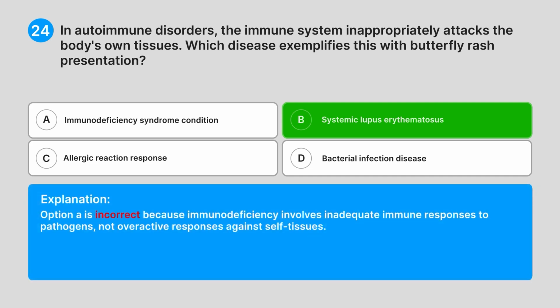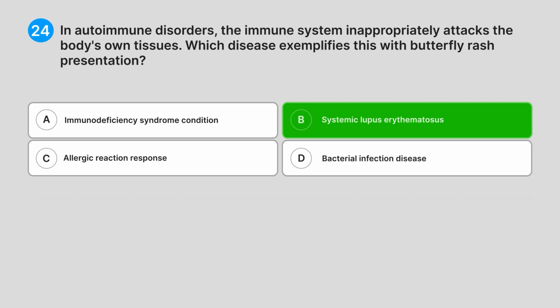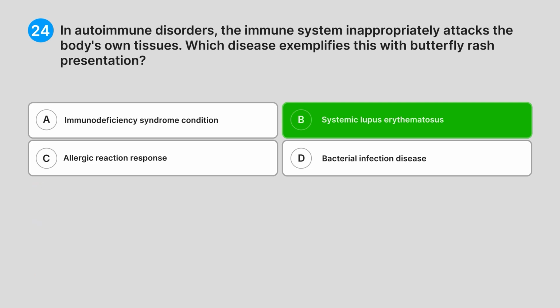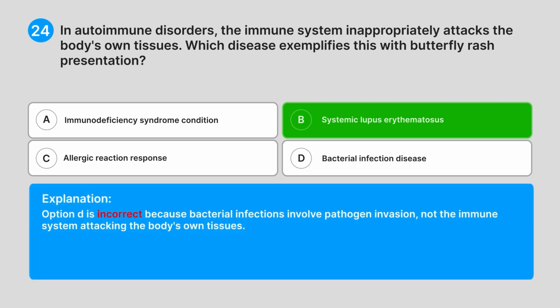Option A is incorrect because immunodeficiency involves inadequate immune responses to pathogens, not overactive responses against self-tissues. Option C is incorrect because allergic reactions involve hypersensitivity to external antigens, not autoimmune attacks on body tissues. Option D is incorrect because bacterial infections involve pathogen invasion, not the immune system attacking the body's own tissues.